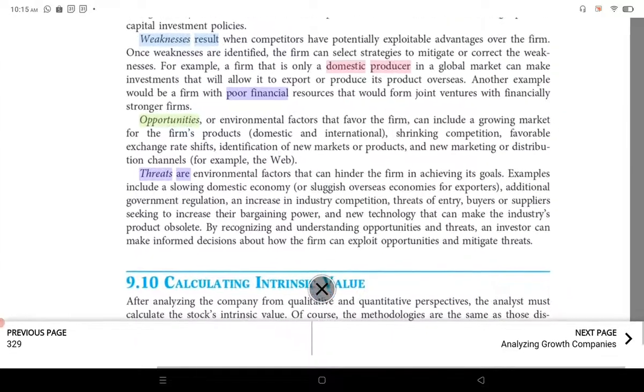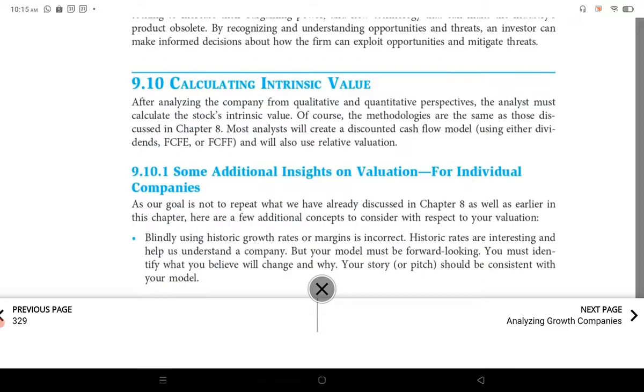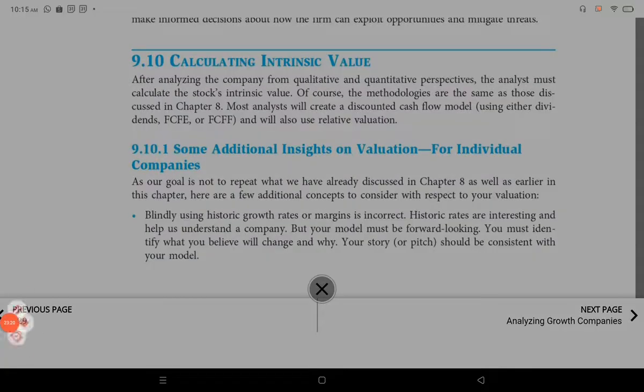So we are going to learn the calculation part, the calculating of intrinsic value and so on. So I'll see you in the next coming video.